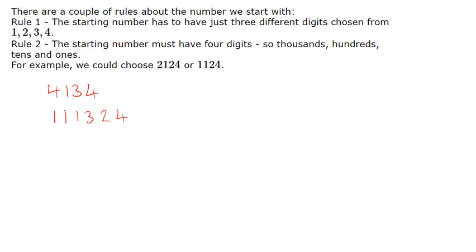On to the next step, we do exactly the same thing again. How many ones are there? There's 3 ones this time. We have one lot of the number 2. We have one lot of the number 3. And we have one lot of the number 4.